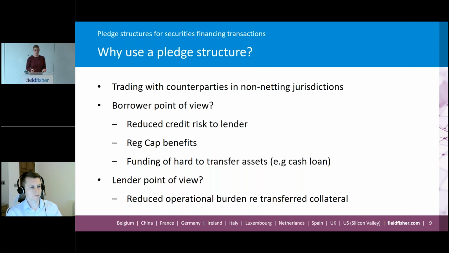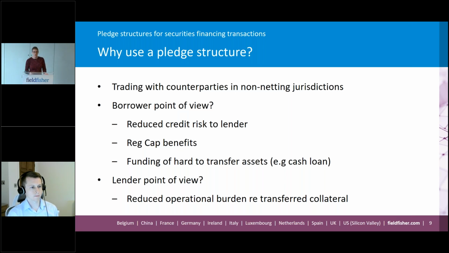So first of all, as I'm sure you're aware, when you use a traditional GMSLA, there are closeout netting mechanics embedded within that. Now, if you're trading with a counterparty in a jurisdiction where there's no clean netting opinion, then you don't necessarily get the benefit of that from a credit risk perspective. So this pledge structure can be an alternative to trading with counterparties in a non-netting jurisdiction, assuming you can get a good opinion on the enforceability of the pledge.